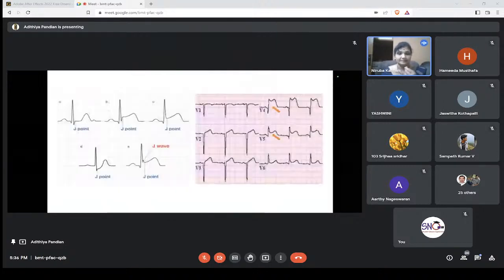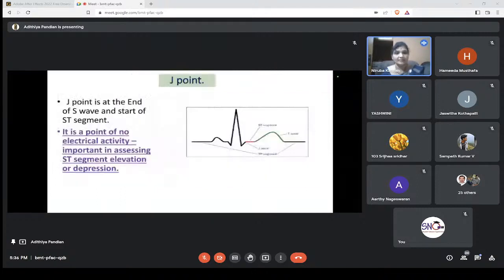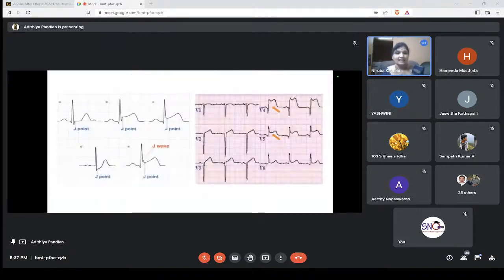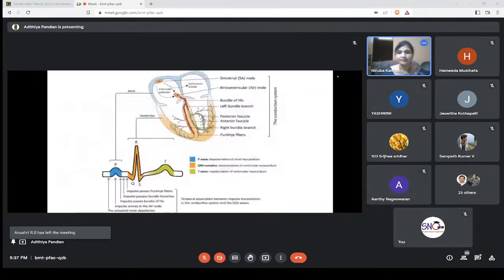You can see the J point is normal in the first one. This is a very important J point you must know, because a common infarction diagnosis can be made by the J point. So J point is elevated here, and you can see the elevation in the subsequent parts. If the J point is on the same line as the isoelectric line, then you don't get any other finding. In the ECG also, the J point is just above your normal recording isoelectric line. If the J point is elevated, automatically your ST segment also gets elevated.